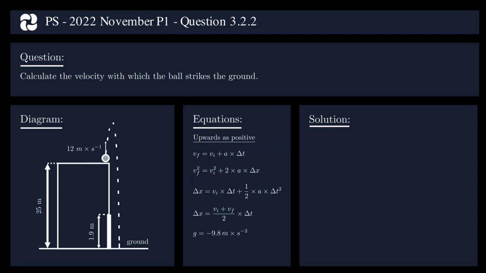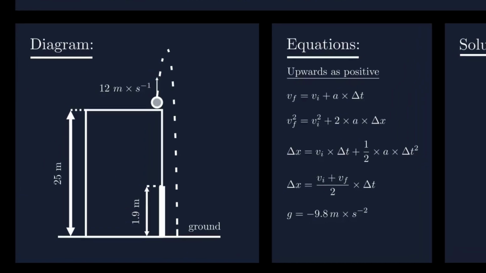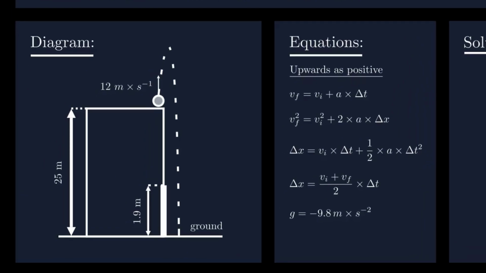In this topic, it is advisable to choose the direction of the initial velocity as the positive direction. Initially, the ball is thrown upwards, which will be considered as the positive direction for the rest of this question. In this case, acceleration will have a negative value, as it is always acting downwards with a magnitude of 9.8 meters per second square. The ball is thrown upwards at 12 meters per second.